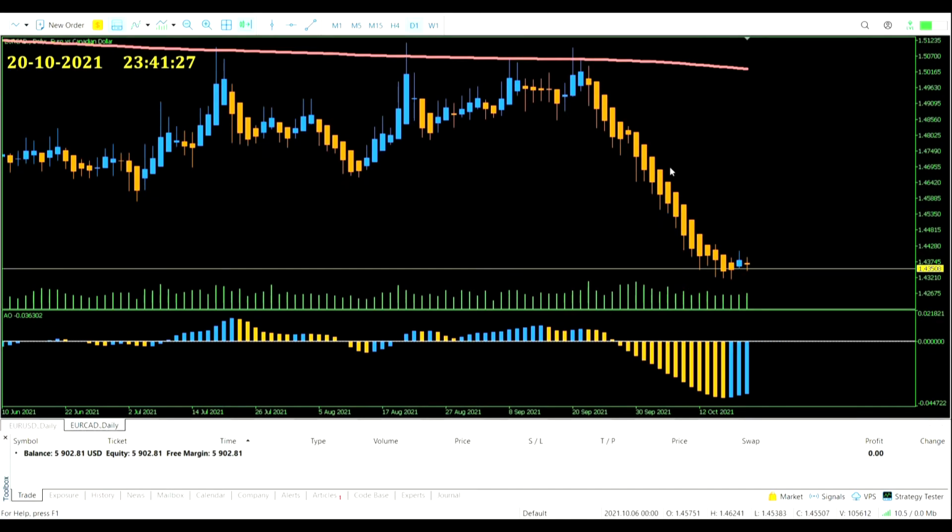False idols. Here we go on the Euro Canadian dollar. Heikin-Ashi candle turns orange.